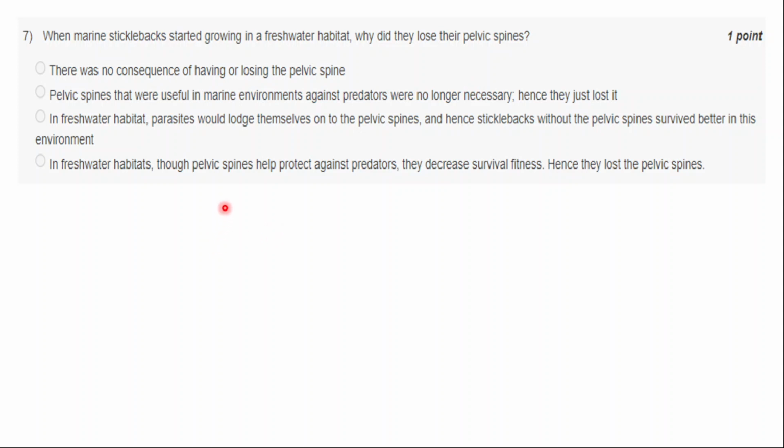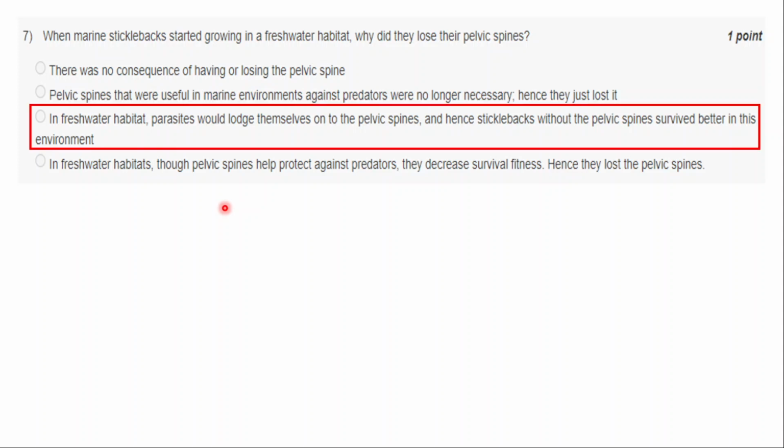Okay, it's time for me to reveal the correct answer. The correct answer to this question is option C. In freshwater habitat, parasites would lodge themselves onto the pelvic spines, and hence sticklebacks without the pelvic spine survive better in this environment.